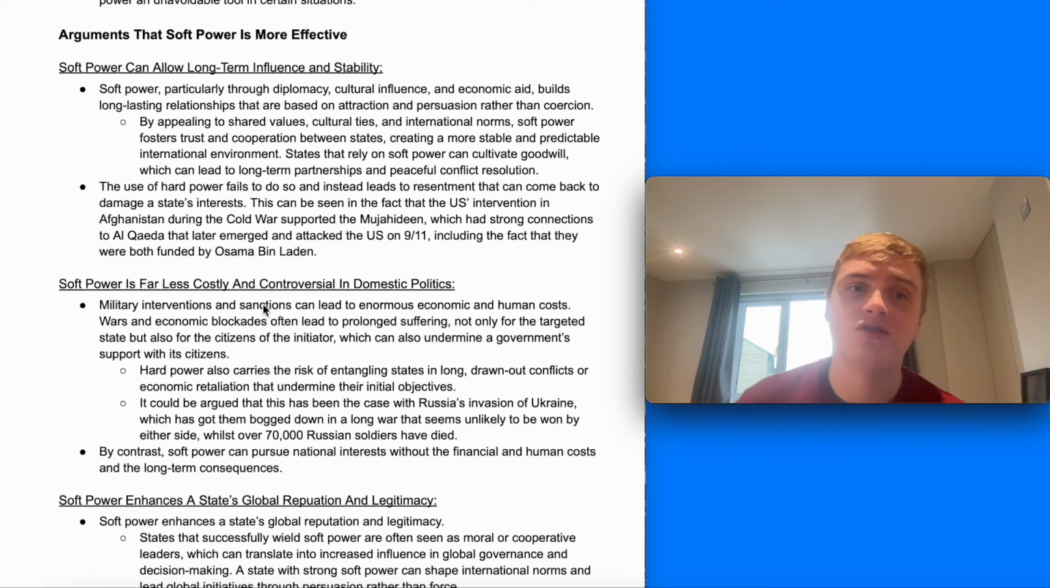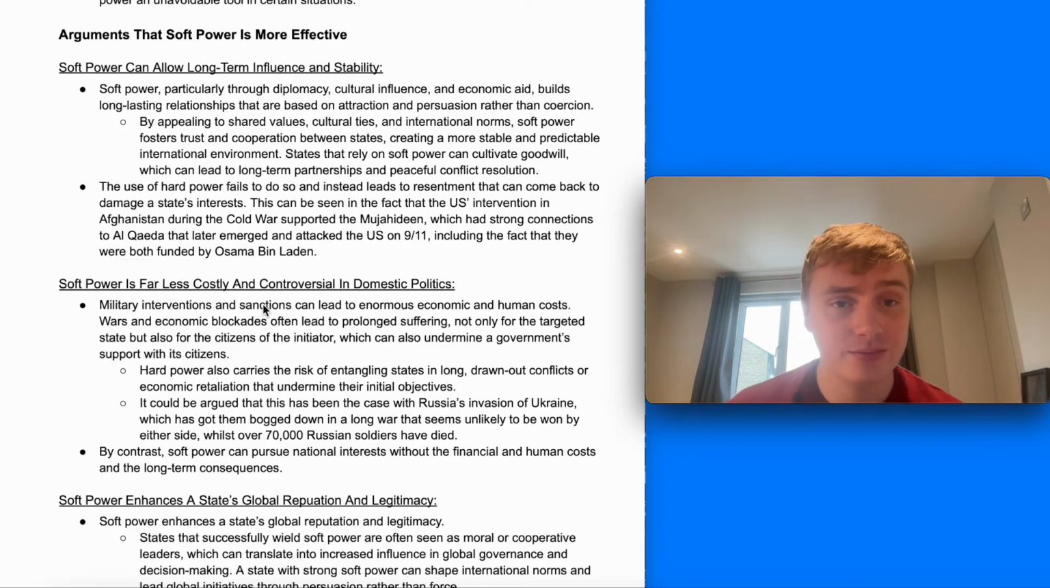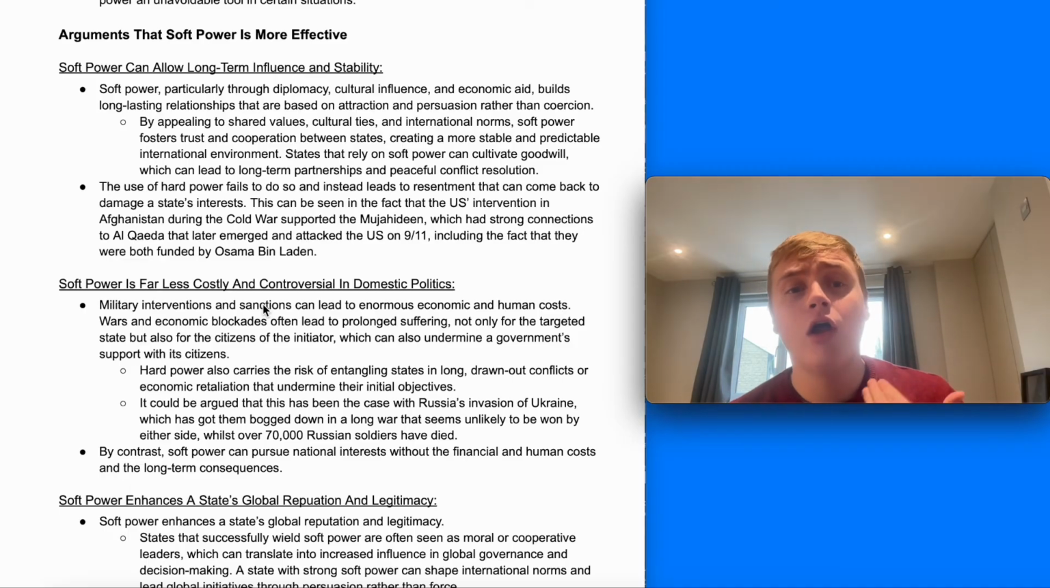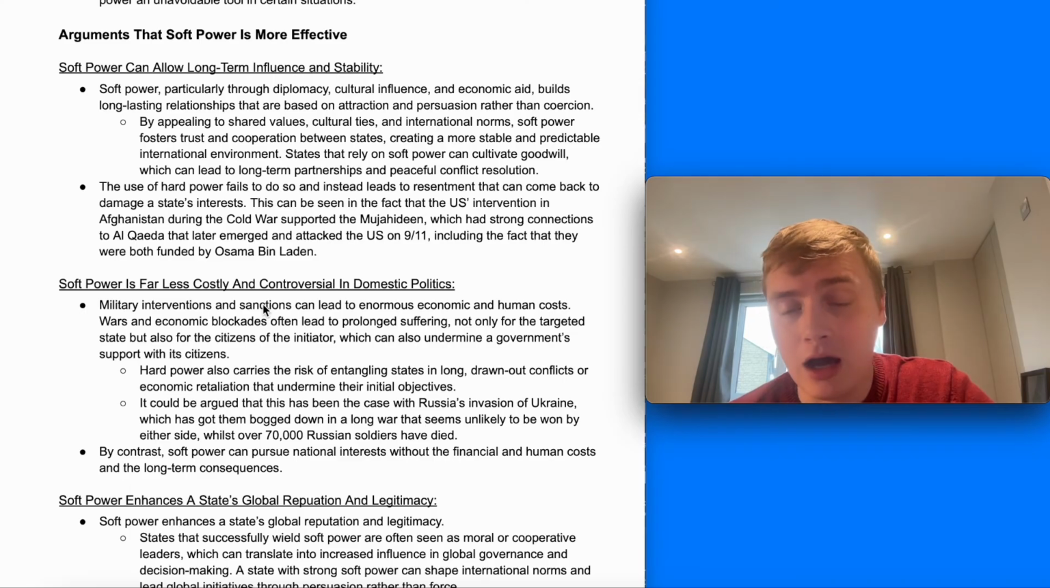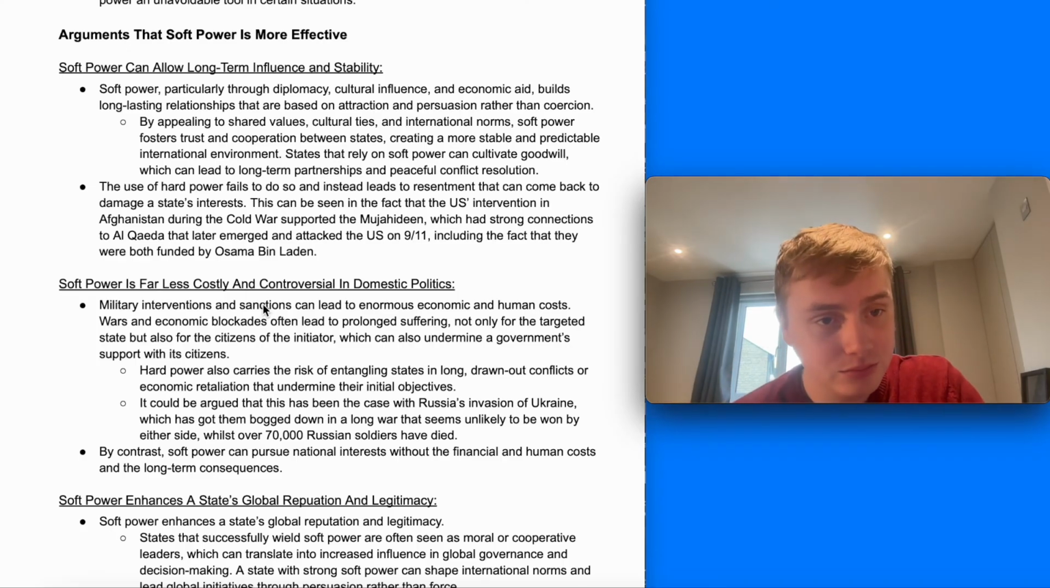On the other hand, you have some arguments that soft power is more effective. Firstly, that it can allow for long-term influence and stability. So while hard power is sometimes necessary to get immediate results, diplomacy, cultural influence, and economic aid can build long-lasting relationships and a long-lasting reputation for your country that can allow you to have long-term influence over states, building partnerships and playing a role in a number of different international events such as conflict resolution. And the use of hard power often fails to do so and instead leads to resentment that can come back in the long term to damage a state's interests.